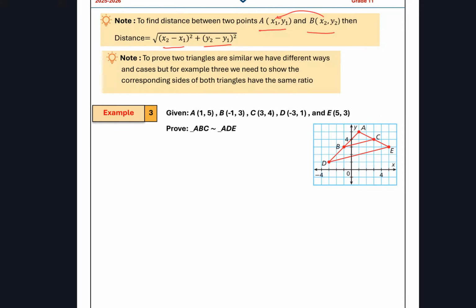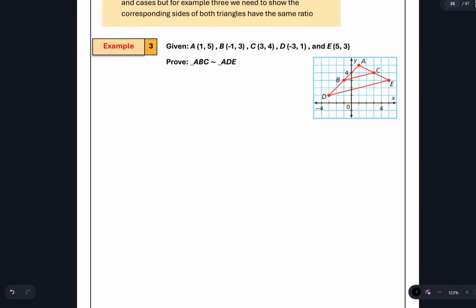To prove these two triangles, we have different ways, so we will use the distance formula. Okay. So in this question, we have 2 triangles again, ABC, this small triangle, and also ADE, second triangle. The question saying prove they are similar. We already know they are similar, but we need to prove them. How to prove they are similar, students?